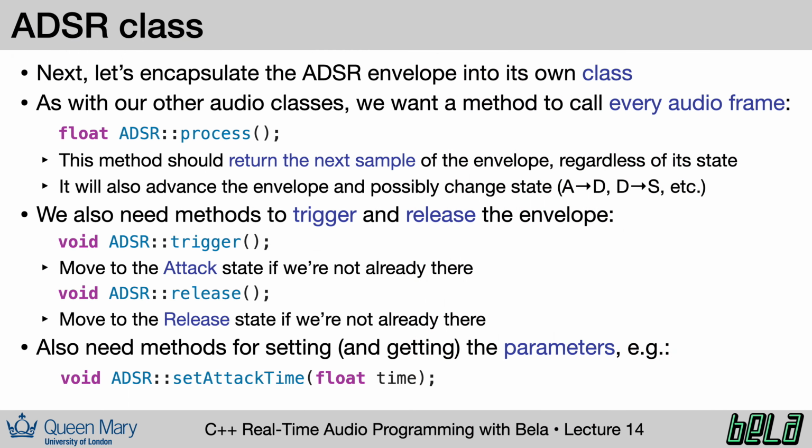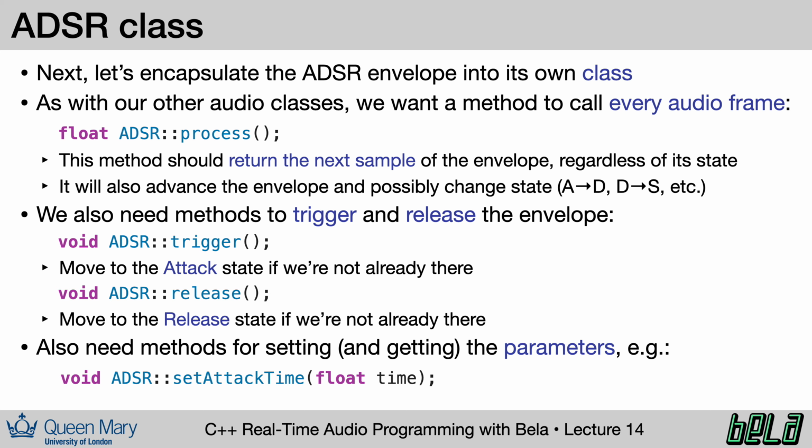In the next part of this lecture, we're going to encapsulate the ADSR into its own class so we can reuse it easily in different contexts. We'll follow the convention we've used with other audio classes, where we define a method called process, which we expect to call once every audio frame. This method will return the next sample of the ADSR regardless of which state it's in. It will also cause the envelope to advance its value and potentially change state, for example, from attack to decay or decay to sustain states.